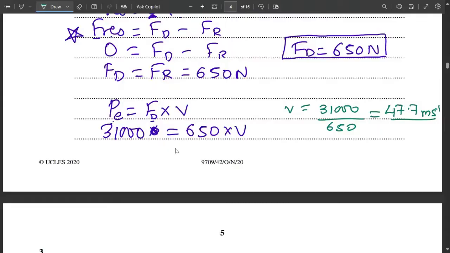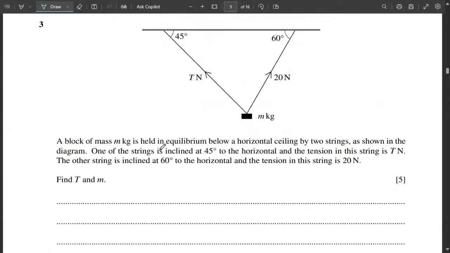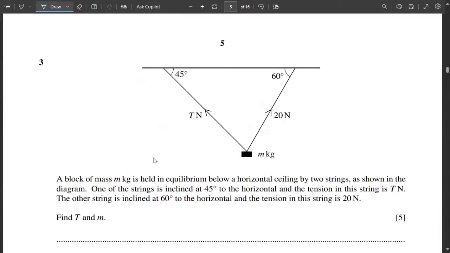Now let's move to the third question. Okay, this is a question relating to resolving forces. A block of mass m kg is held in equilibrium below a horizontal ceiling by two strings, as shown in the diagram. One of the strings is inclined at 45 degrees, this one, and the tension in the string is T Newton. The other string is inclined at 60 degrees to the horizontal and the tension is 20 Newtons. So no other additional information other than the diagram. Find T and M. Okay, this T and this M.